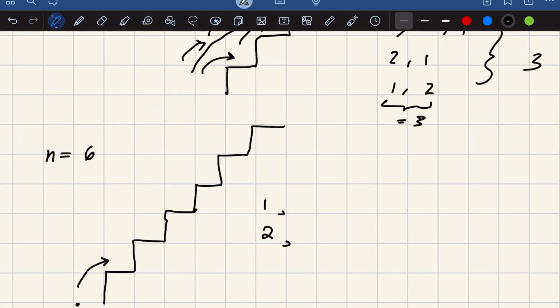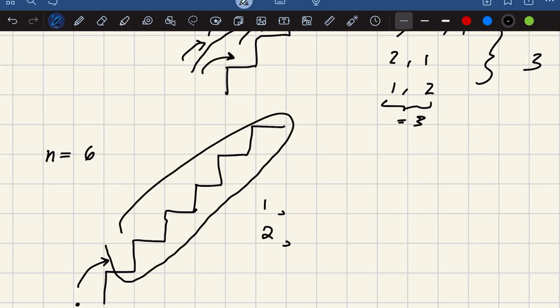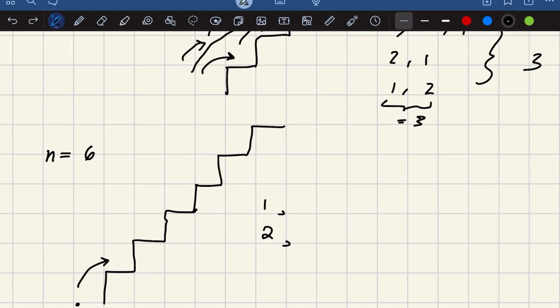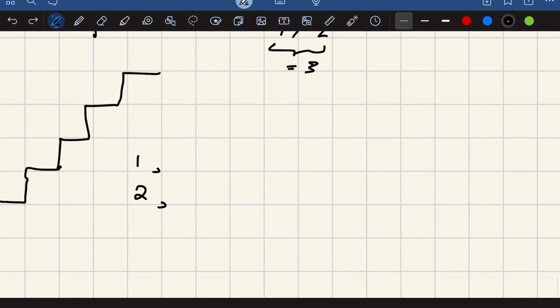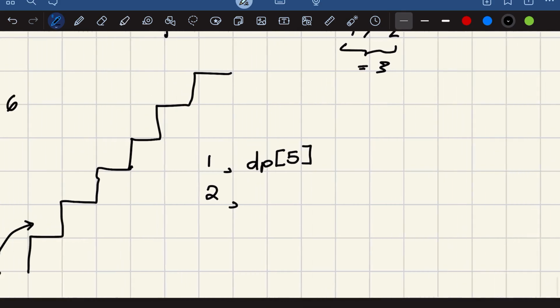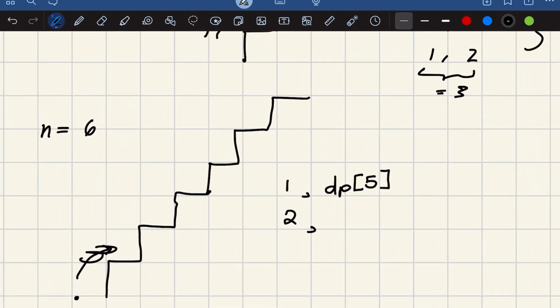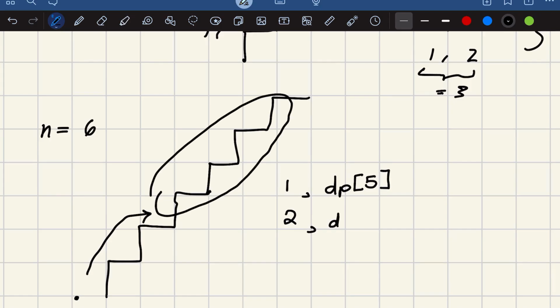Okay, simple enough. Now, let's say we decide to take this 1. Well, we can think of it as n equals 6, or we can actually just forget that step and start here. And now this is an n equals 5 subproblem, right? That makes the problem a lot easier, because this is 1, and we're going to use DP, for dynamic programming, of 5. Now, if instead of 1 step, we take 2 steps, we are left with a 4-step subproblem, which is DP of 4.